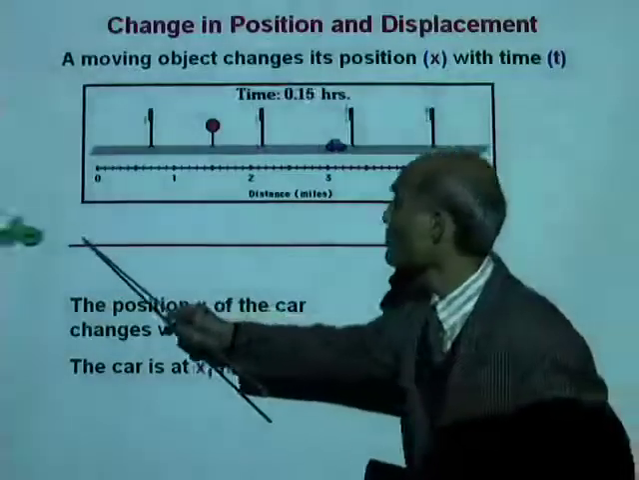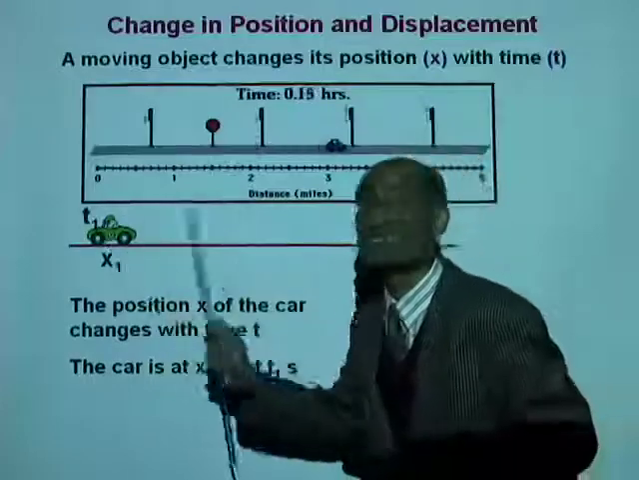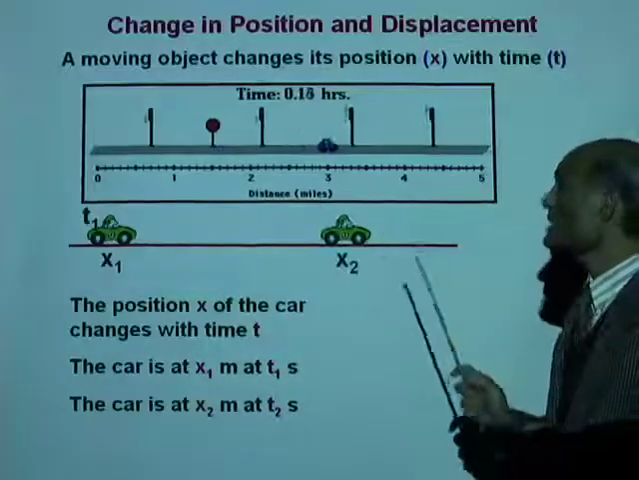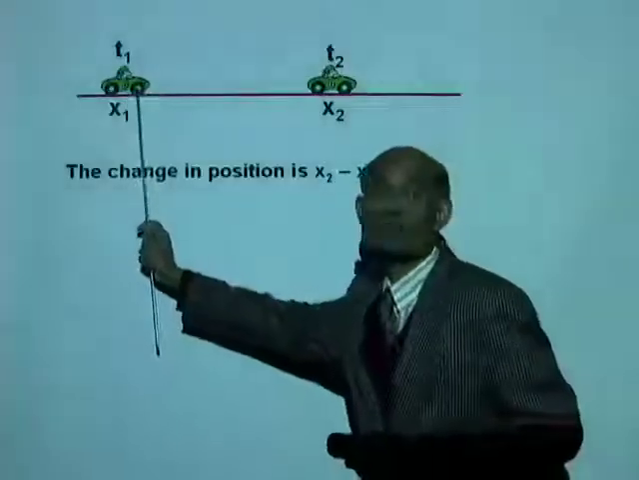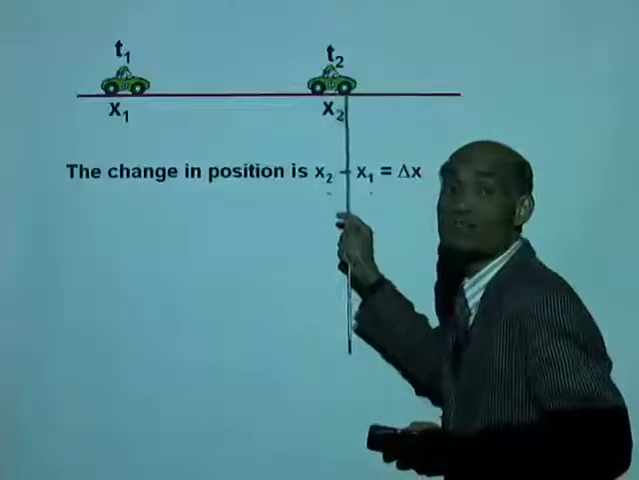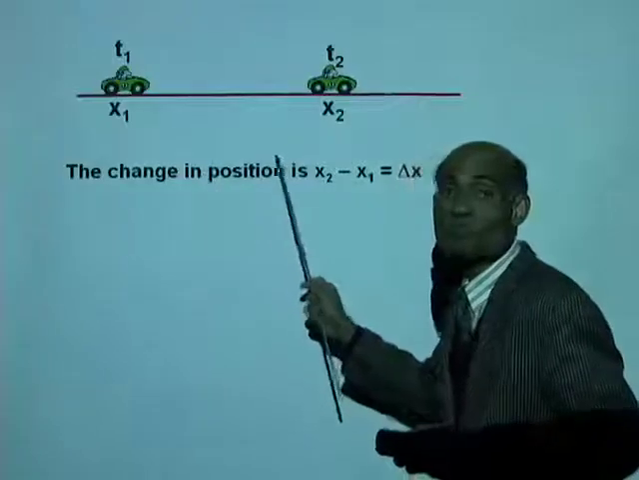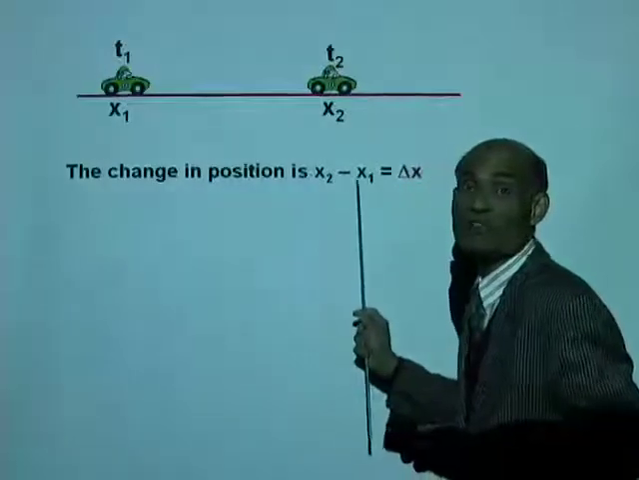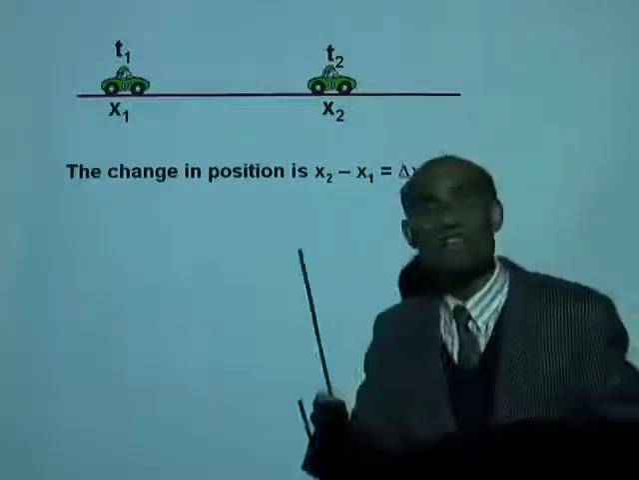Alright, here I'm going to put a car. There is the car. Its position is x1 when the time is t1. And the car is at x2, there you are, when the time is t2. Alright, so you got a car at position x1 when the time is t1. The car is at position x2 when the time is t2. What is the change in position? The change in position is the final position minus the initial position, x2 minus x1. And we will represent that change in position by the notation delta x.